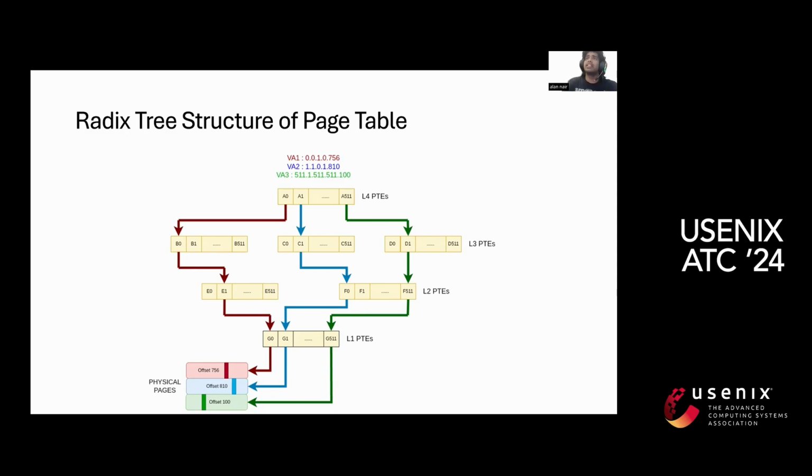This concept is illustrated here with the help of 3 example virtual address translations. Each of these 9-bit chunks is used to index into the correct entry at each level of the page table. And then finally, the remaining 12-bit chunk is treated as byte offset within the physical page.